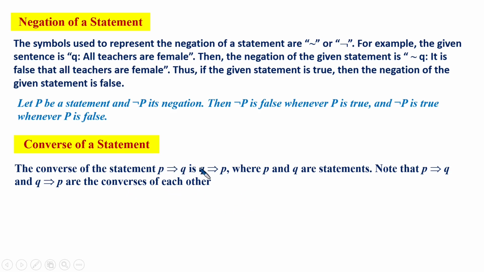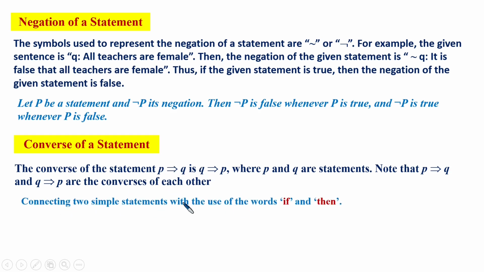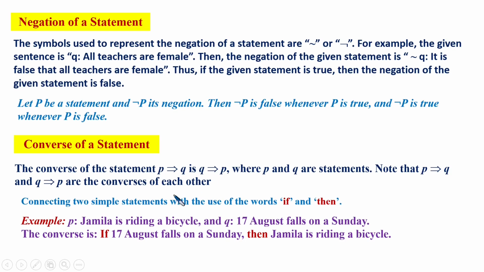Okay, what I have written here. So connecting two simple statements with the use of the words if and then. So if this is P, then this will be Q. And the converse will be this. Okay, so let us see an example.